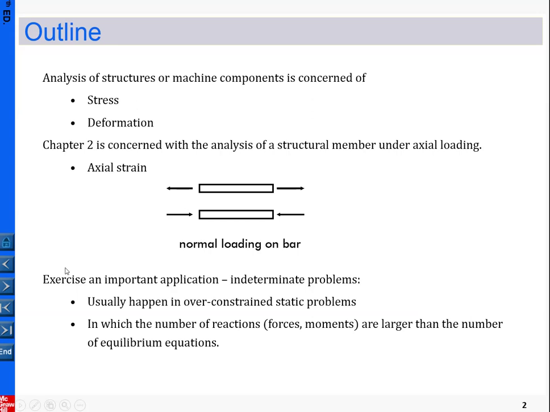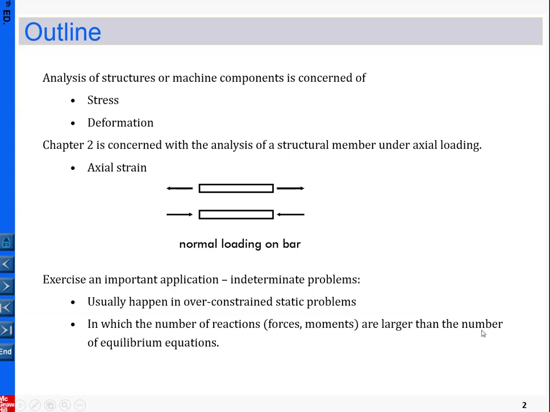Then the final portion of this chapter is going to exercise a very important application we call indeterminate problems. Those problems usually happen in over-constrained static problems, but they also appear in other types of problems, and I'm going to illustrate later in the slides. The definition is this: the number of reactions, which usually appear as the unknowns in the equilibrium equations, is larger than the number of the equilibrium equations itself.